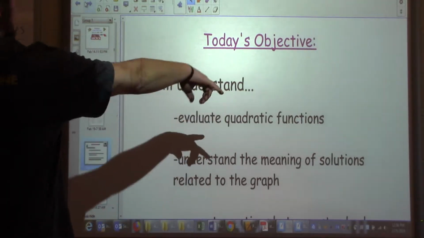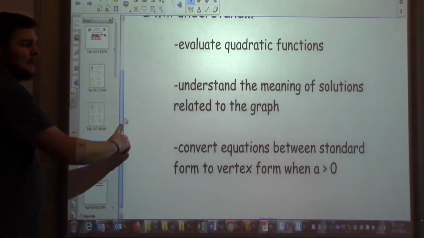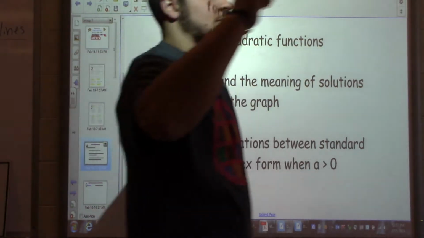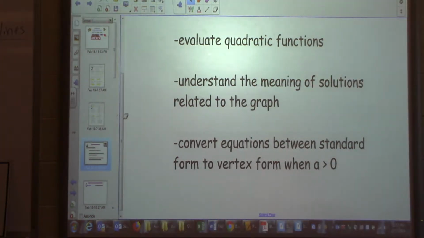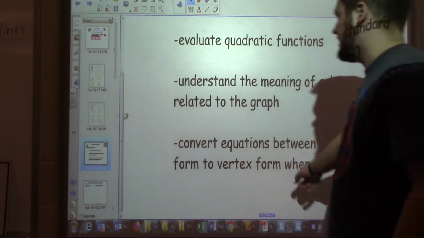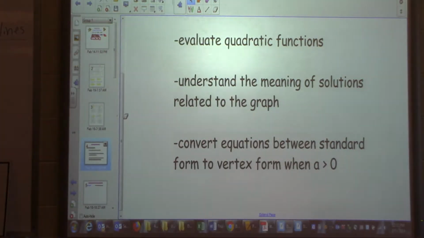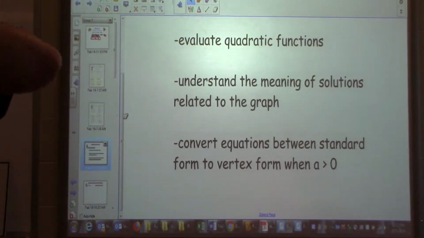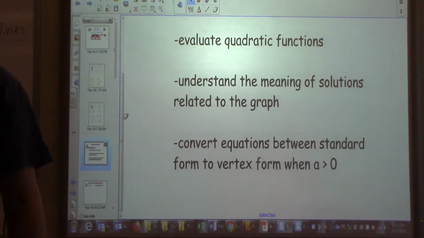Alright, so evaluate quadratic functions. Understand the meaning of solutions related to the graph, which means if we look at a graph, we can tell how many solutions we're going to have. And then we're converting equations between standard and vertex when a is greater than 0. Alright, I should say a is greater than 1, because we did a is 1 yesterday, right? We never had anything that was bigger than that. Today we're going to see what we're going to do if a is bigger than 1.